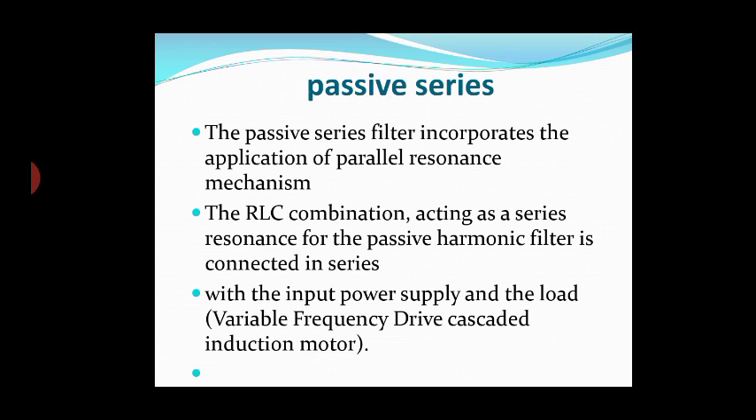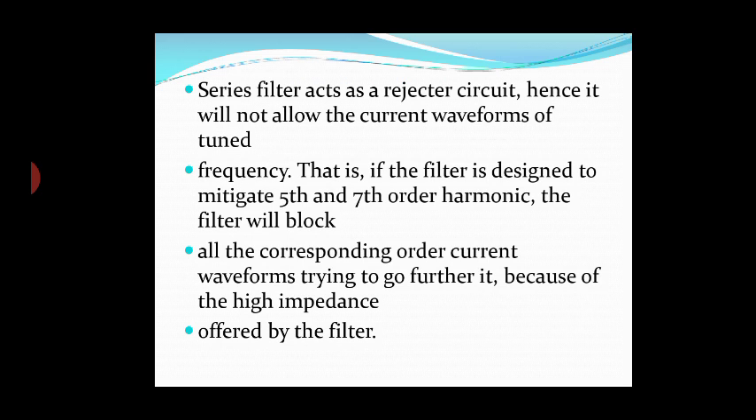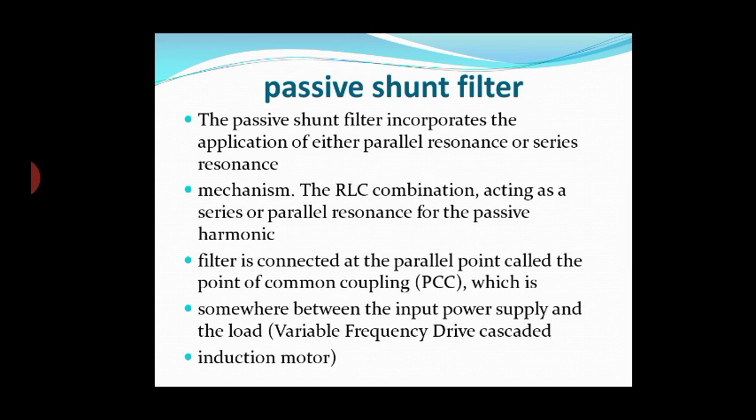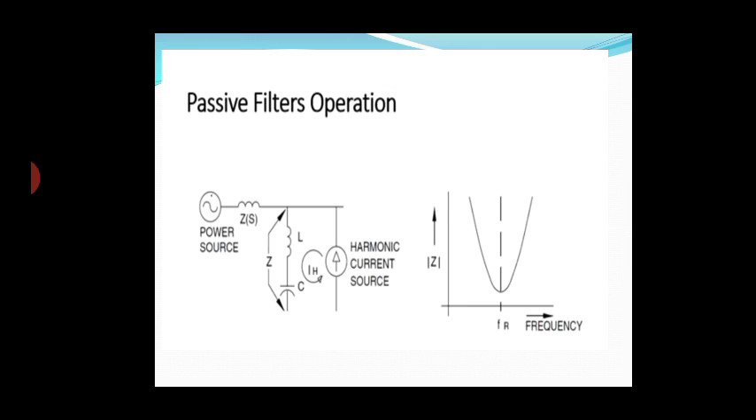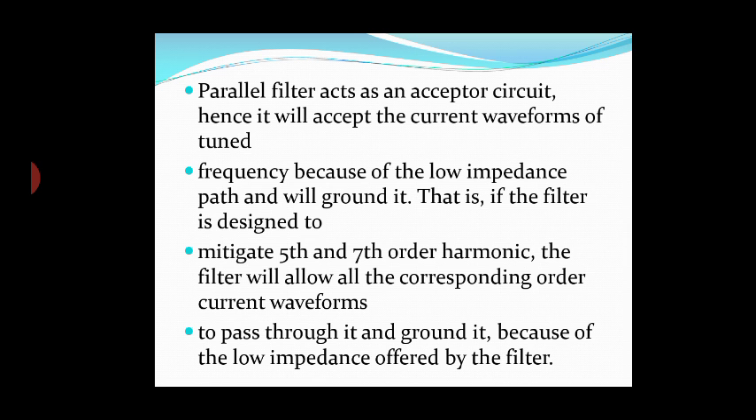The passive series filter incorporates the application of a parallel resonance mechanism, the RLC combination acting as a series resonance, with the passive harmonic filter connected in series. So the series filter acts as a rejector circuit, and the passive shunt filter, which we have already discussed, acts as an acceptor circuit. Now we see how these things are done.